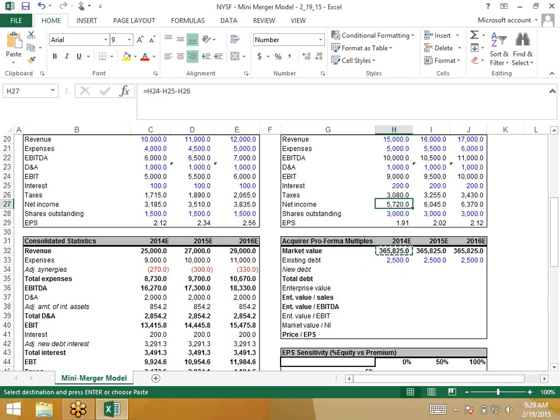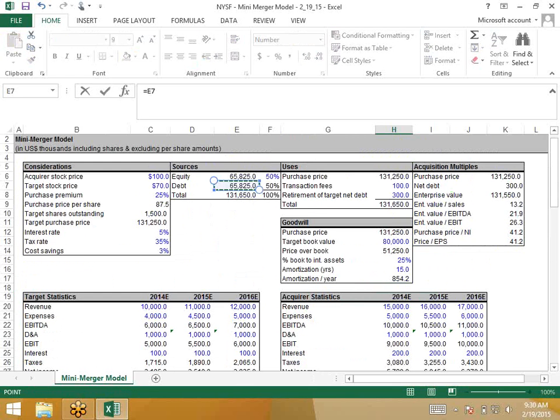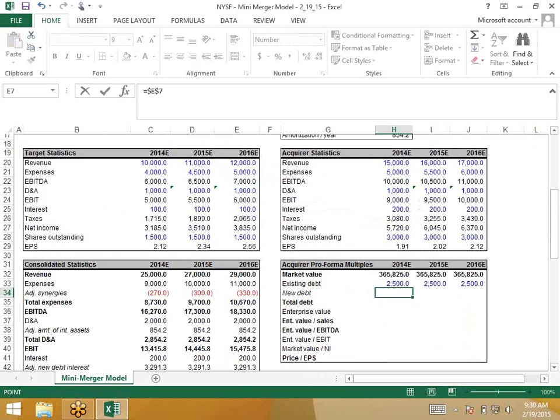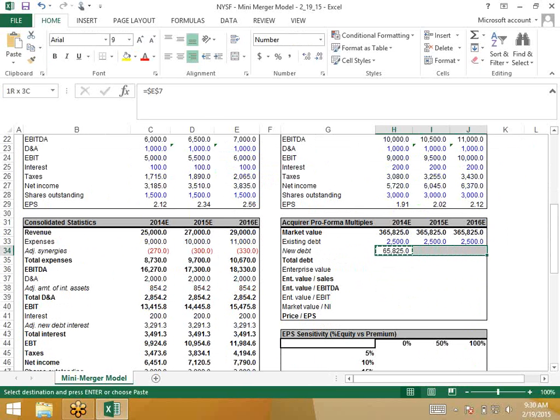But we do need the acquirer debt to calculate pro forma enterprise value, because enterprise value is market cap plus net debt. So we need the acquirer's debt plus the new debt that the acquirer raised to fund the transaction, which is equal to the 65825. And I will anchor that and copy that to the right. So you guys kind of understand what I'm doing here?